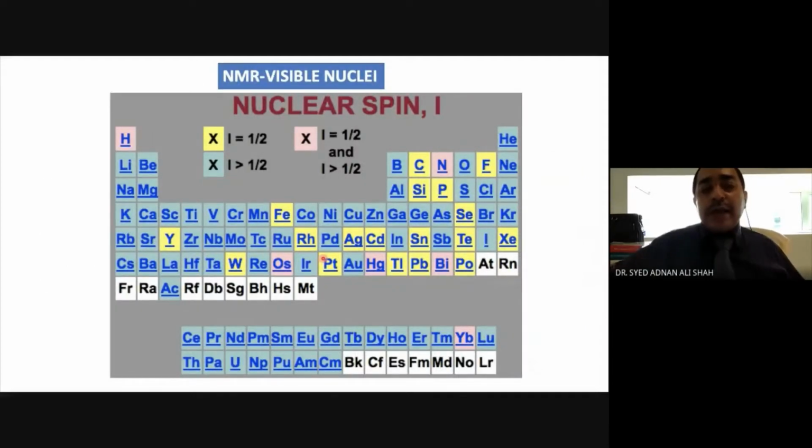So which nuclei? Usually the nuclei which are visible by the NMR are called NMR active nuclei, or NMR visible nuclei. NMR can see what is inside your sample. For example, you can see the periodic table. This is hydrogen, carbon, nitrogen, oxygen, and sulfur. These are the common nuclei which have a spin quantum number.